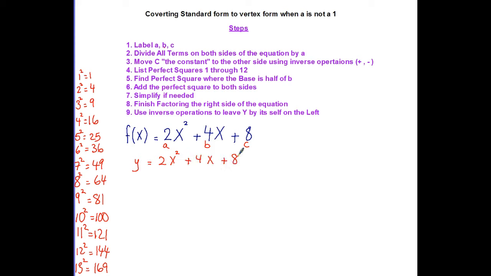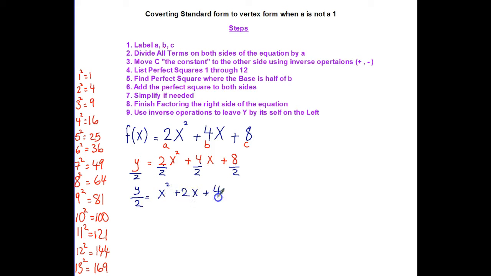Okay. So what you need to do, first step is divide every term in your equation on both sides by a. So since a is 2, I'm going to divide every one by 2, both right side and left side. So I get y divided by 2 equals x squared plus 2x plus 4.